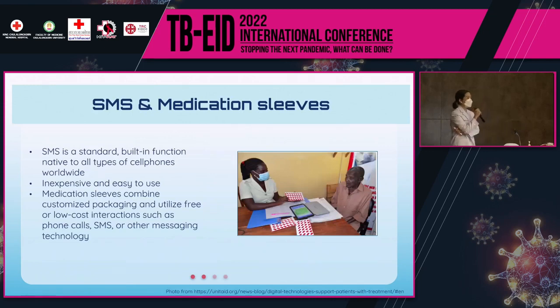First, SMS and medication sleeves. SMS is a standard built-in function in all types of cell phones worldwide, is inexpensive, and is easy to use for many users. The medication sleeve combines customized packaging and utilizes free or low-cost interactions such as a phone call, SMS, or other messaging technology to send text messages to the healthcare provider or to the patient.